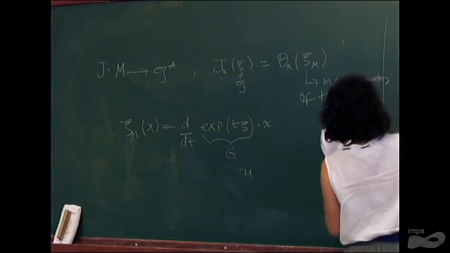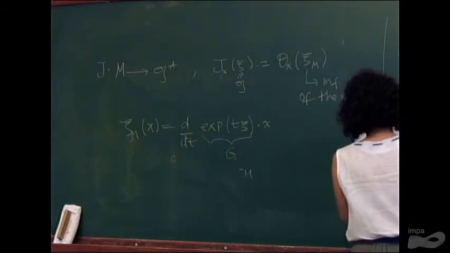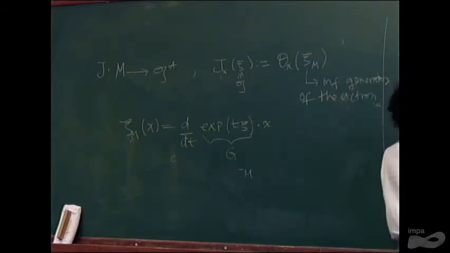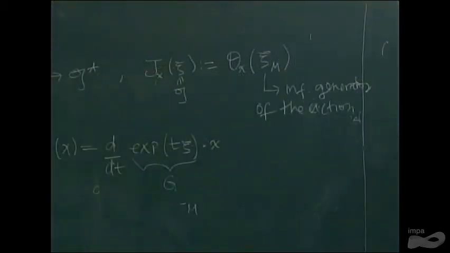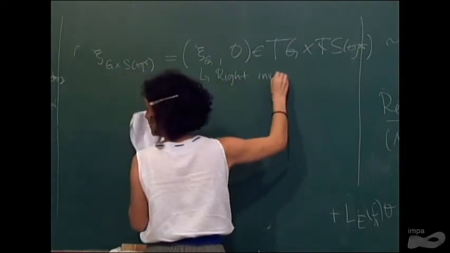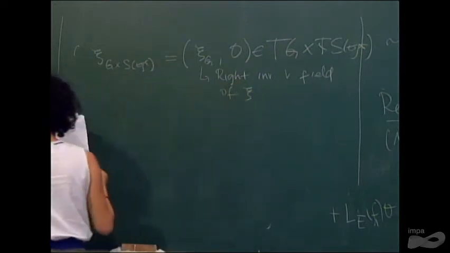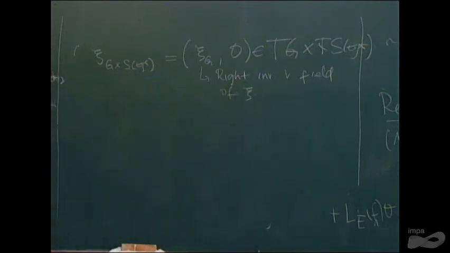So in our case, my manifold here is G times S of G star. Theta has two components. The component on G is the right invariant vector field of theta, and in the second component, it's 0, right? Okay, so hence it's very easy to compute this J.